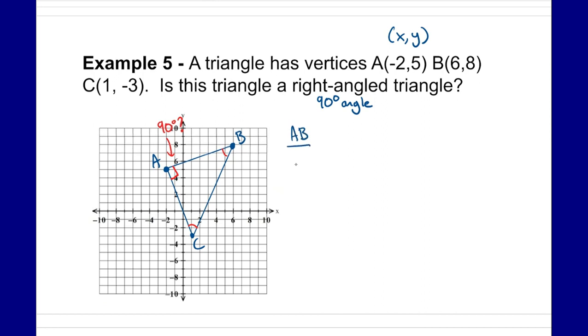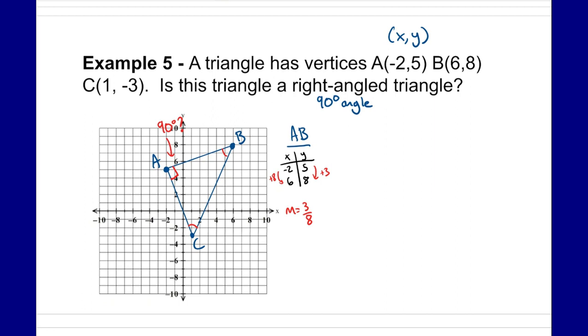I'm going to create a quick table. X, Y: A is -2, 5, B is 6, 8. To check my multiplier, my change in Y is +3 and my change in X is +8. So my multiplier is 3 over 8.